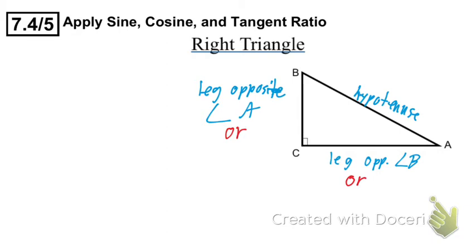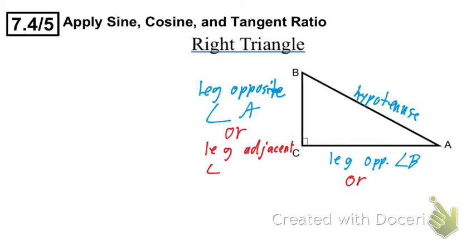Now, I could also say that this leg over here is a leg adjacent. Wait, what does adjacent mean? Touching, next to. Adjacent means they're touching or next to. So this leg is adjacent to what angle? It's kind of adjacent to two of them, right? If I say it's a leg adjacent to angle C, this leg is also adjacent to angle B. So does that help us at all?